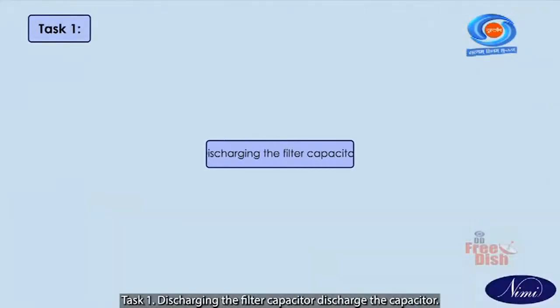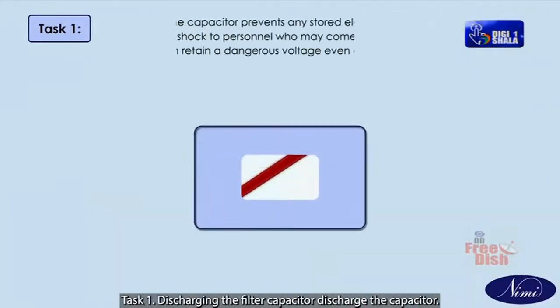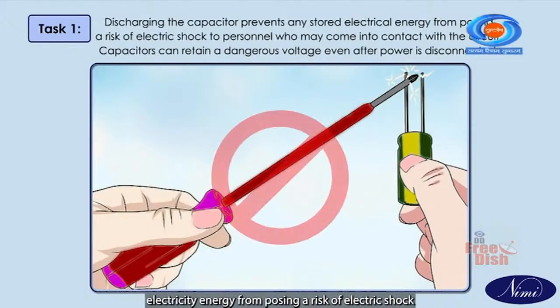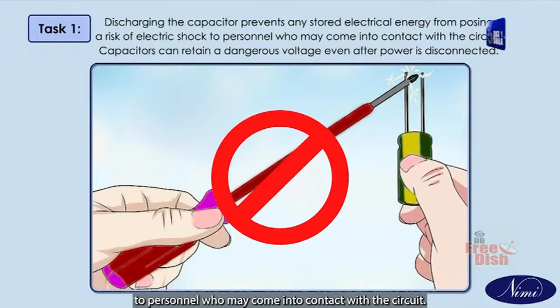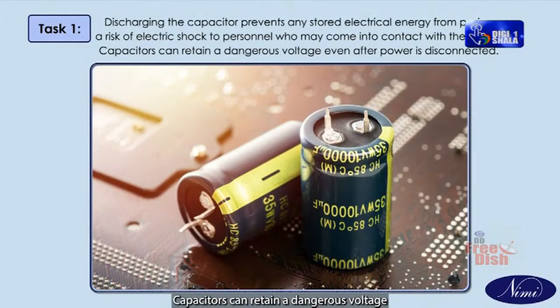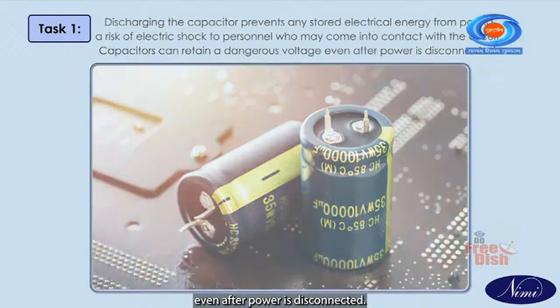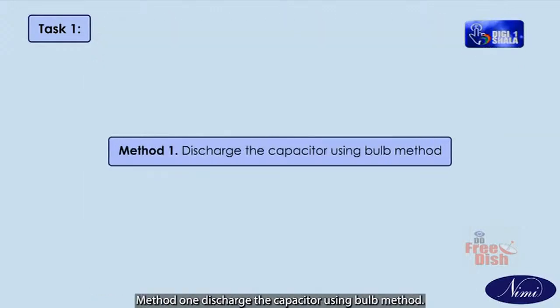Task 1. Discharging the filter capacitor. Discharging the capacitor prevents any stored electrical energy from posing a risk of electric shock to personnel who may come into contact with the circuit. Capacitors can retain a dangerous voltage even after power is disconnected. Method 1. Discharge the capacitor using the bulb method.